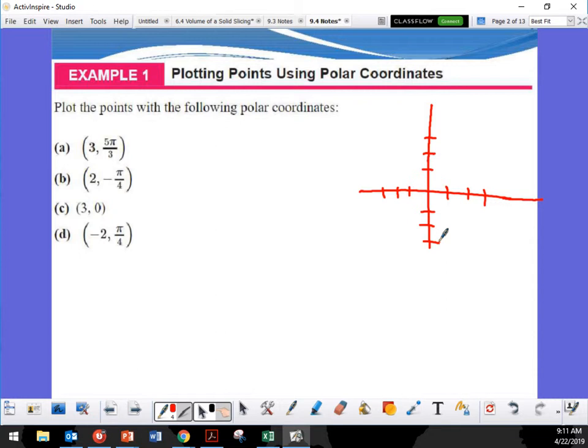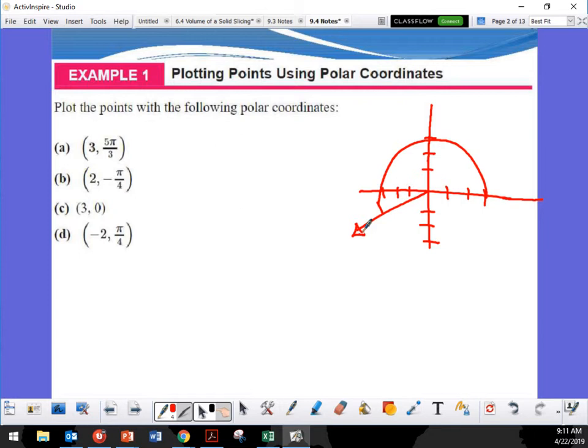So 5 pi over 8. That's going to be more than, yeah, so it's going to be in quadrant 3, right? So it's going to look something like this, down to right here. So that's what we're going to have there.